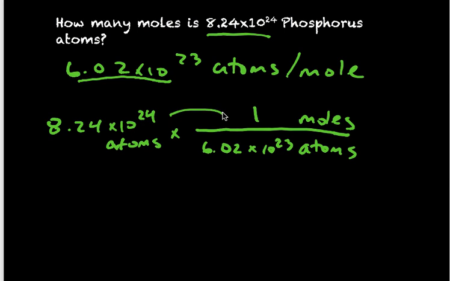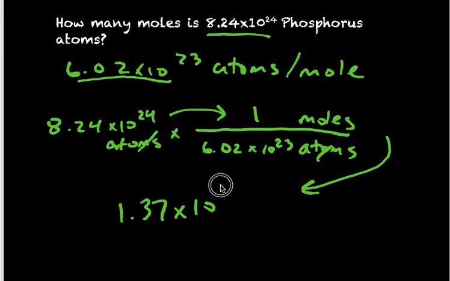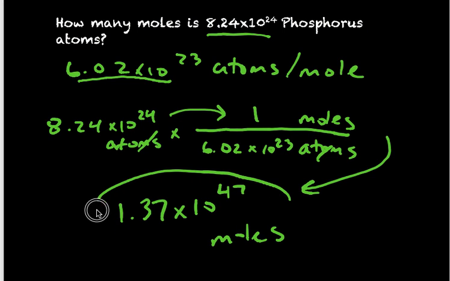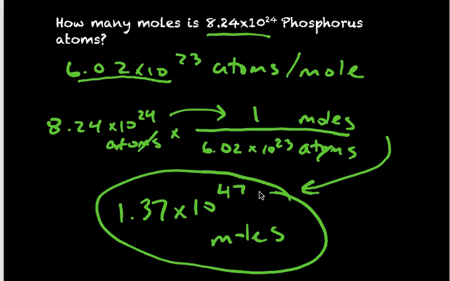Now you multiply that through, atoms cancel, and you get the answer 8.24 times 10 to the 24th divided by 6.02 times 10 to the 23rd. That gives you an answer of 1.3687, or 1.37 times 10 to the 1st moles. That's your answer.